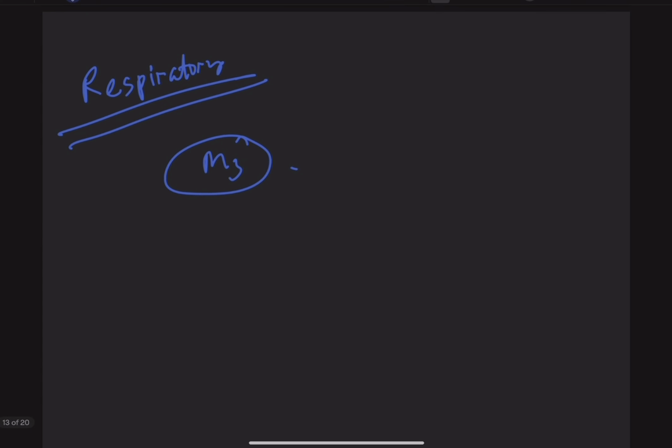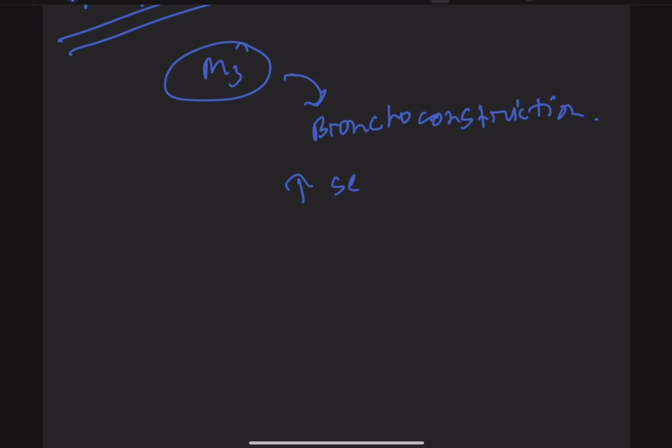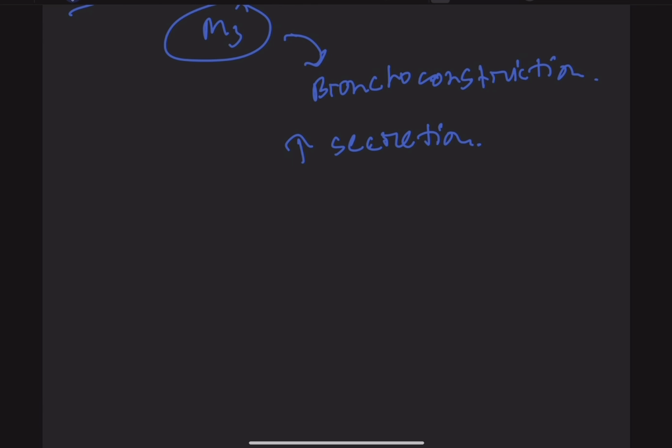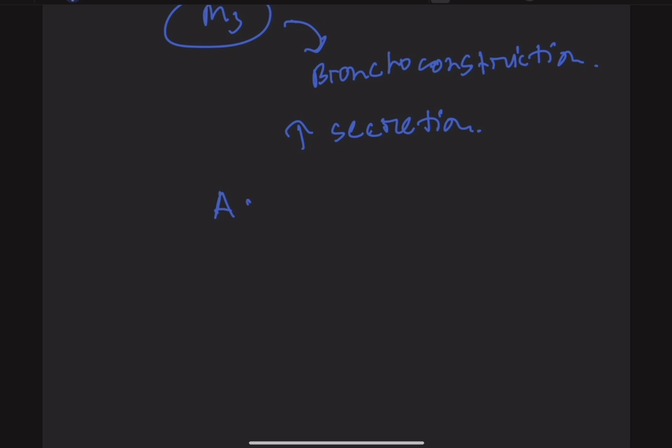Then let's talk about the effect on the respiratory system. We have the M3 receptor in the bronchial smooth muscle, and that leads to bronchoconstriction, right? And it also increases the bronchial secretions. So these drugs should not be used in patients with asthma and COPD. These drugs are contraindicated in asthma or COPD patients.